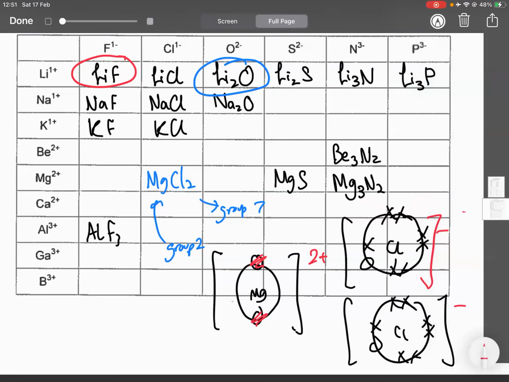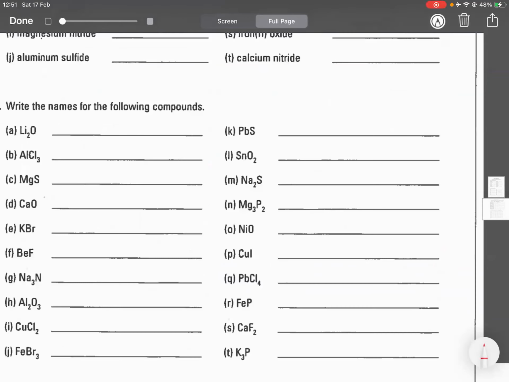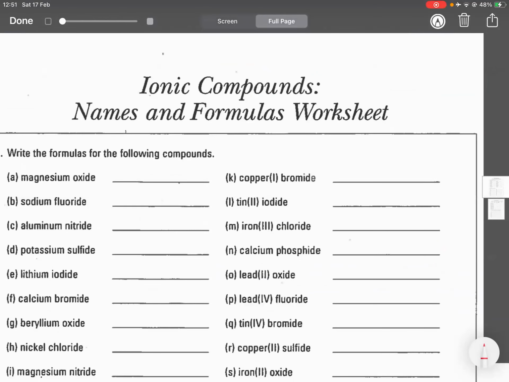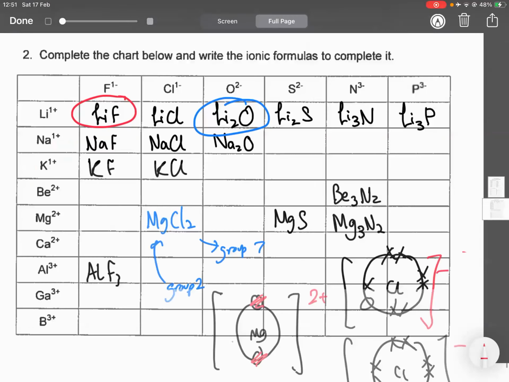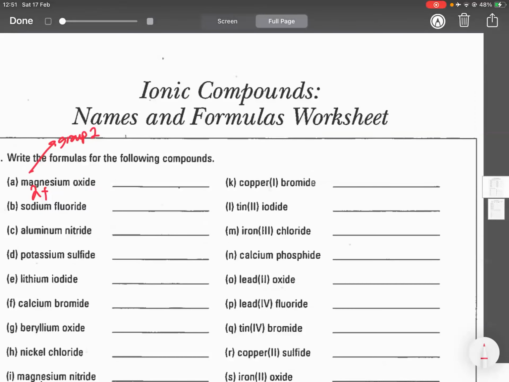And this worksheet's good because it tells you the numbers, but it's really not hard if it doesn't tell you. You just have to remember that small bit first. So magnesium, I'll check the group. It's in group 2. So what would its charge be? 2 plus. Is magnesium group 2? Yeah, it is. And oxygen's group 6, so what would that one be? 2 minus. So then that's just MgO because it's the same charge.